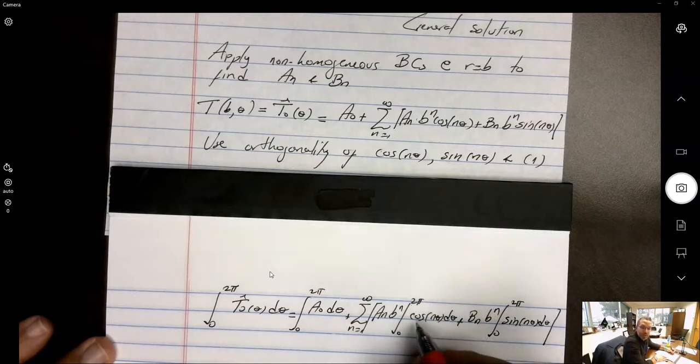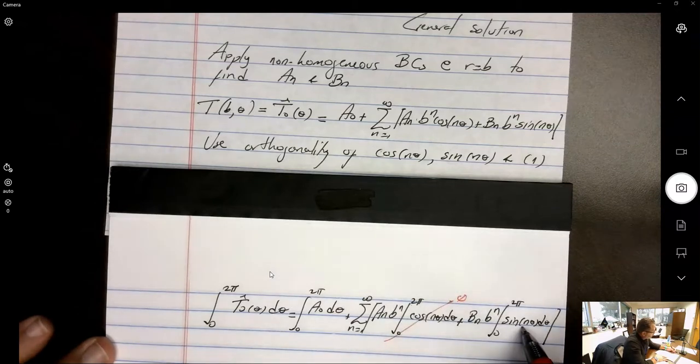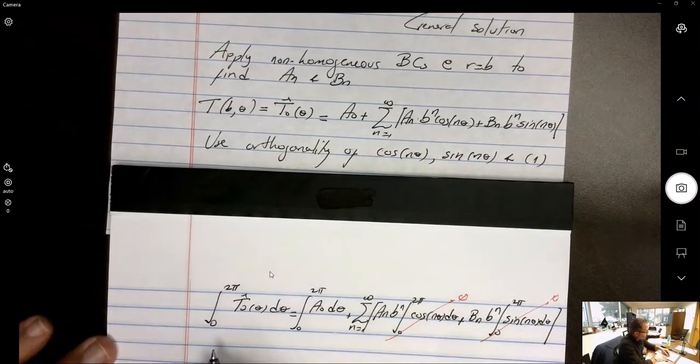The integral of the cosine is the sine, and when we evaluate the sine at 0 and the sine at 2 pi, we get exactly the same, so it goes to 0. The integral of the sine is minus the cosine. The cosine of 0 is 1, and the cosine of 2 pi is also 1, so that goes to 0. You can see multiplying both sides by 1 will get rid of these, so all of these coefficients will go to 0, and basically from here we can deduce that a0 is 1 over 2 pi times the integral from 0 to 2 pi of T0 of theta d theta. That is the first constant of integration. Always easy to find.